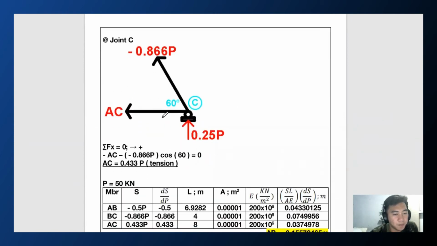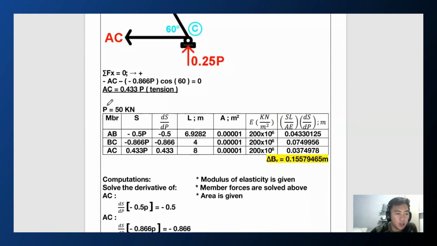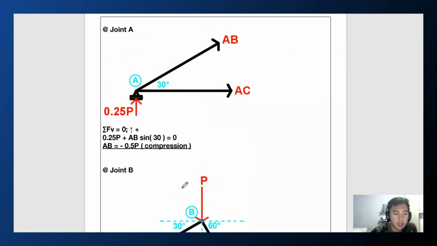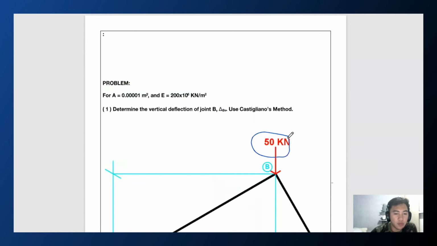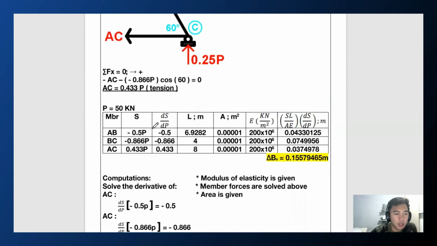At joint C, again using summation of forces along the X axis, or horizontal, we get a value of AC equivalent to 0.433 P, which is tension. Remember that this P is equal to 50 kilonewton, so we substitute here. Here are members AB, BC, and AC. These are the bar forces with respect to P. These are the solved values, and this is the derivative of this one.